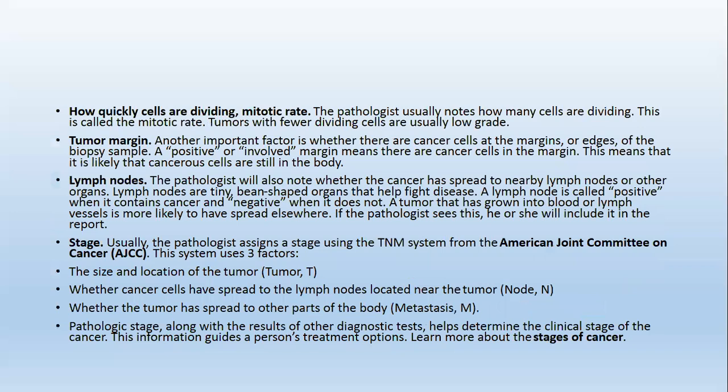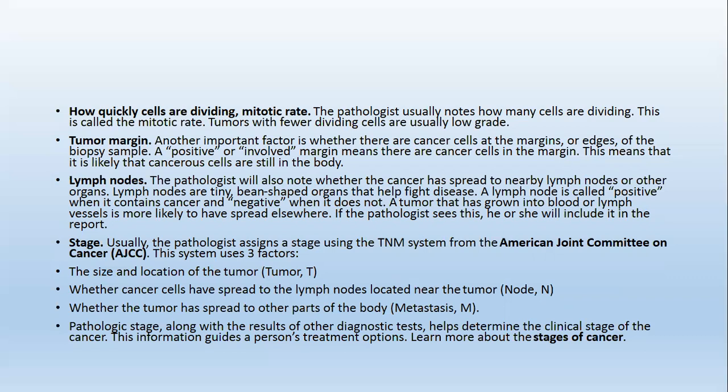Now, how quickly cells are dividing, the mitotic rate. The pathologist usually notes how many cells are dividing. This is called the mitotic rate. Tumors with fewer dividing cells are usually low grade. Tumor margin. Another important factor is whether there are cancer cells at the margins or edge of the biopsy sample. A positive or involved margin means there are cancer cells in the margin. This means that it is likely that cancer cells are still in the body.